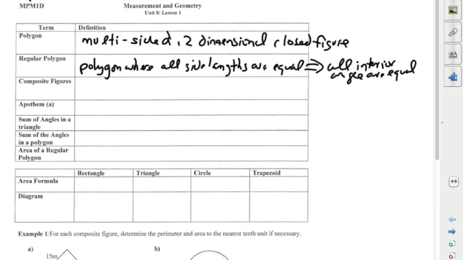Okay, composite figure. You may not know what a composite figure is, because that's what this lesson is about. What do you think composite figures are? Irregular shapes. Figures made up of more than one polygon. Right, a figure made up of two or more simple shapes. Figures consisting of two or more simple shapes.